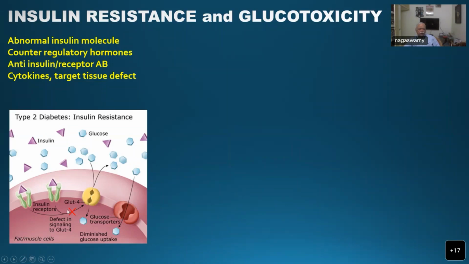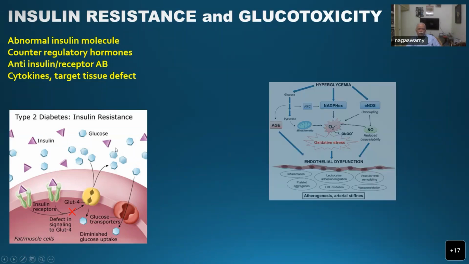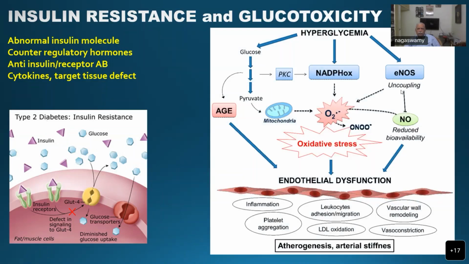When there is a defect in the signaling, this channel does not open. Or if the insulin is not able to bind to the receptor because of its structural abnormality or antibodies, then also this channel will not open, and so uptake will be reduced. Then the blood level of glucose will go up. And this hyperglycemia, what are all the ill effects of that?